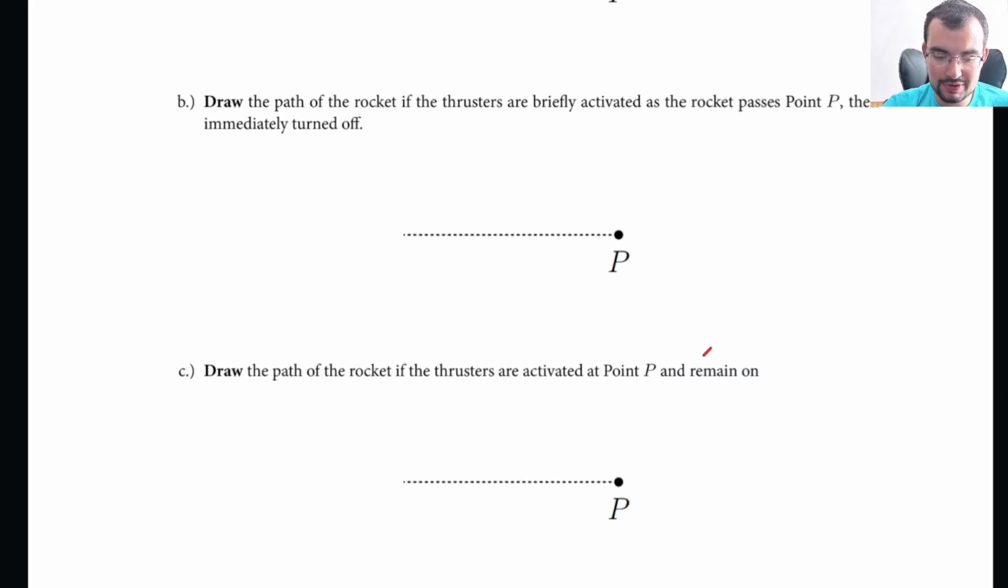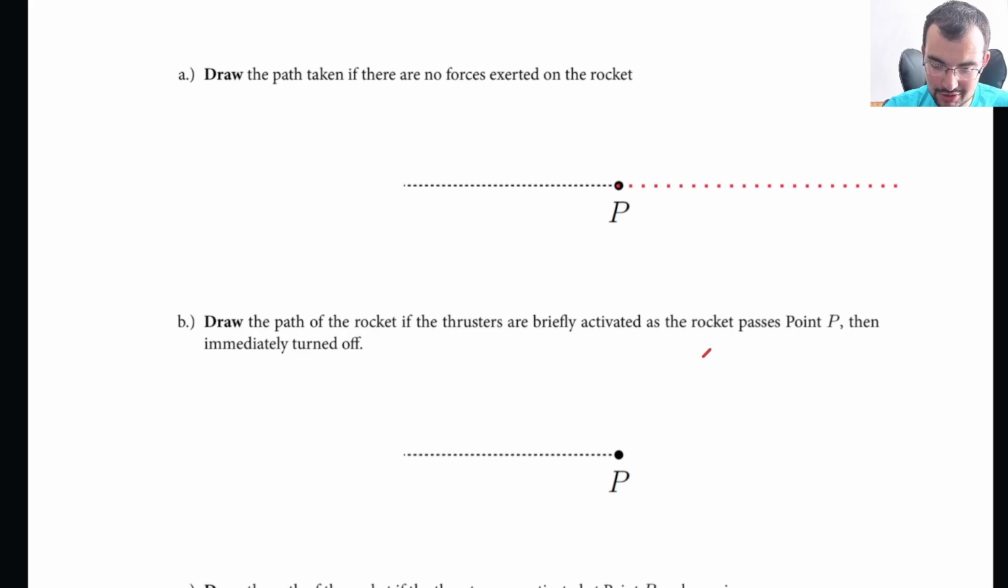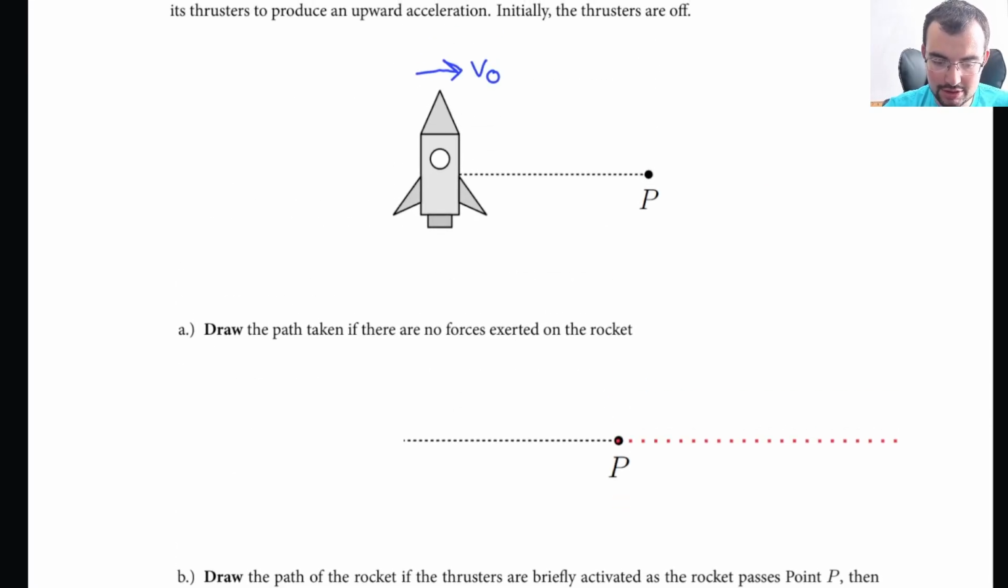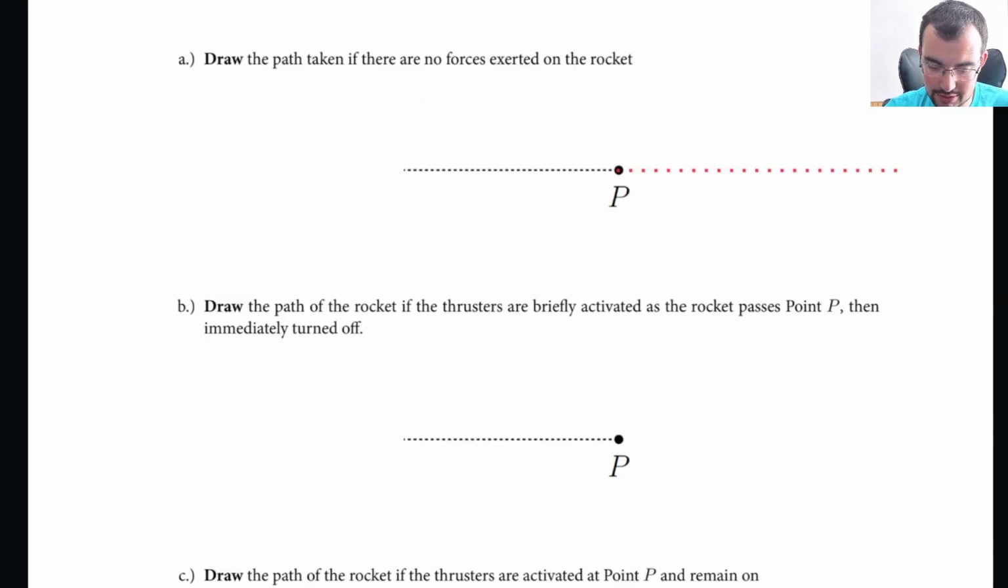Then what happens if the thrusters are briefly activated as the rocket passes point P before being turned off? So what this means is that at point P, the rocket is going to get a brief push up. There'll be a brief push up, and then the push stops. So when the thrusters are activated, the rocket is going to get pushed up, and its velocity is going to change in the upwards direction, but then it'll stop.